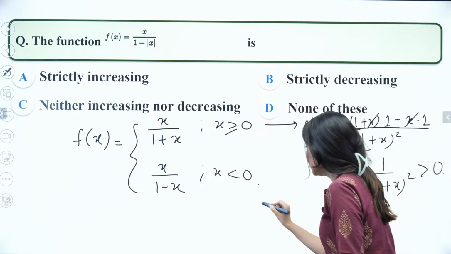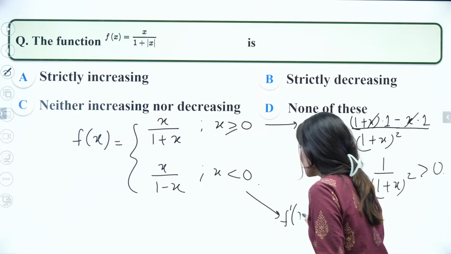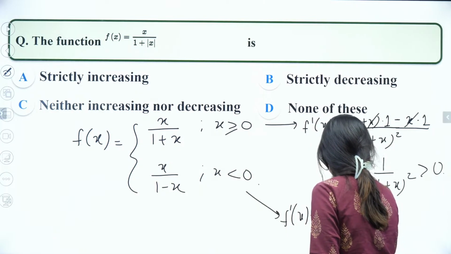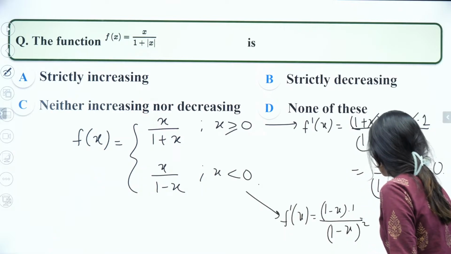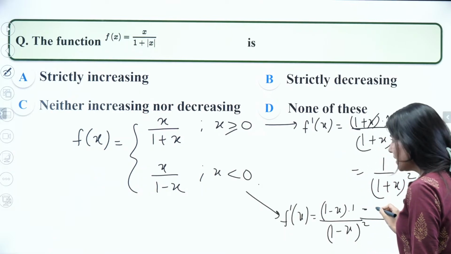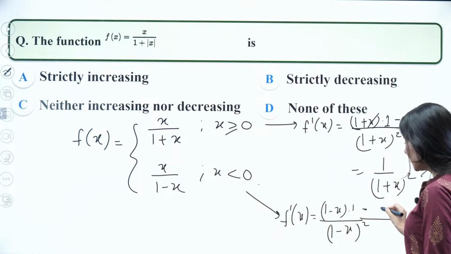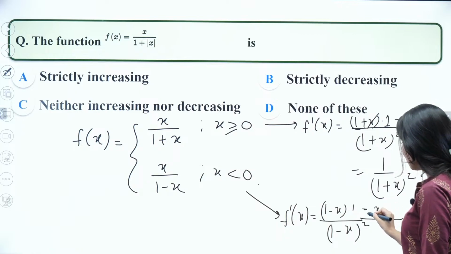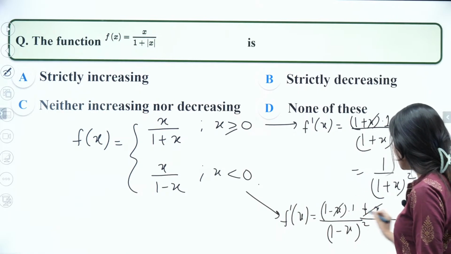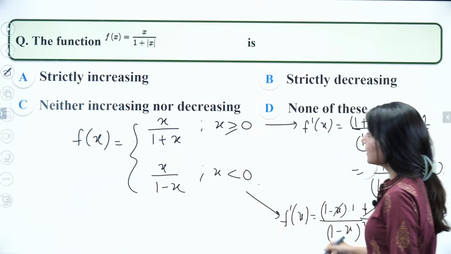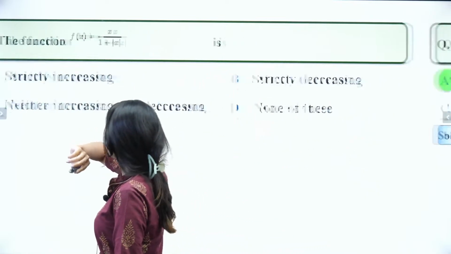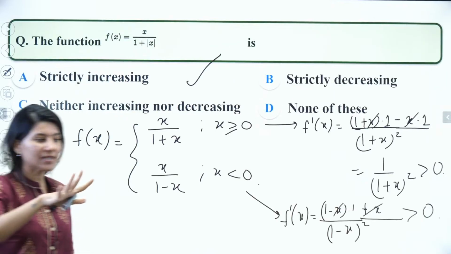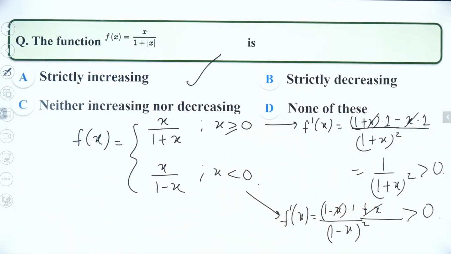Similarly, if I find f dash x for x less than 0, what will happen? It is (1 minus x) whole square in the denominator, 1 minus x is as it is, the derivative is 1, minus of this time x is as it is, and the derivative of 1 minus x is minus 1. So can you see again this is greater than 0. So it is strictly increasing. It is obviously strictly increasing. Yes, the answer is strictly increasing. Easy peasy question.